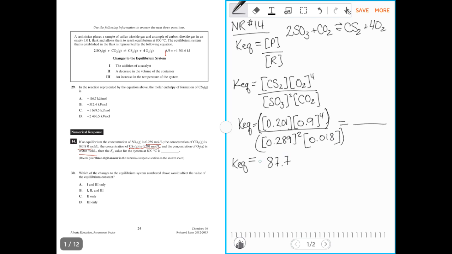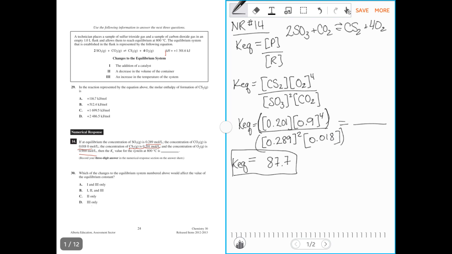Now, all that this larger number means is that we have significantly more products formed than we do reactants. So this is a reaction that favors our products. We have a great deal of products formed in relation to our reactants, which is all that means. So that's the answer to numerical response 14, 87.7.